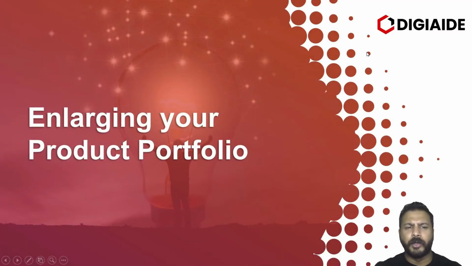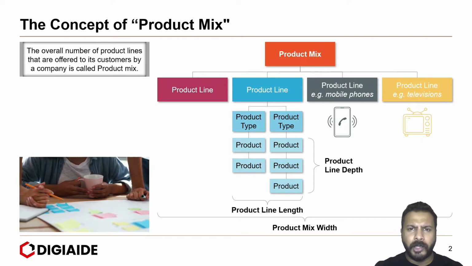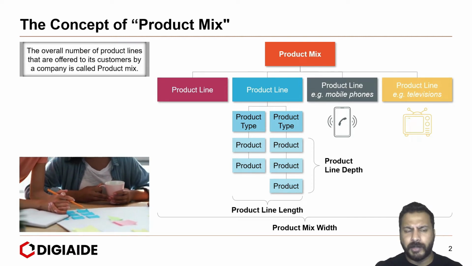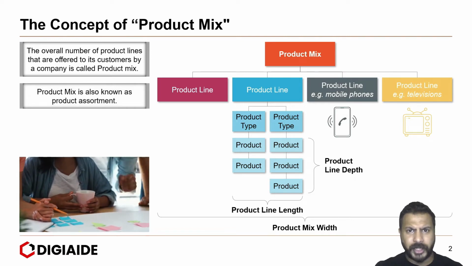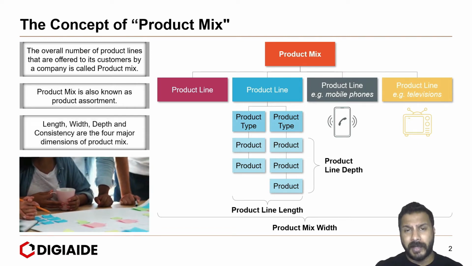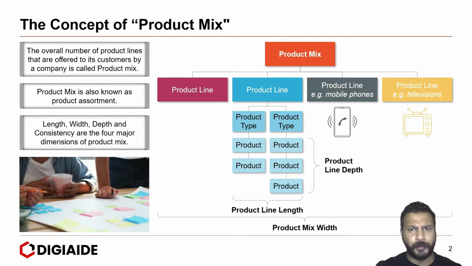Let's start with the topic of enlarging your product portfolio. Let's start with the concept of product mix first. The overall number of product lines that are offered to its customers by a company is called product mix. Product mix is also known as product assortment. The length, width, depth, and consistency are the four major dimensions of a product mix.